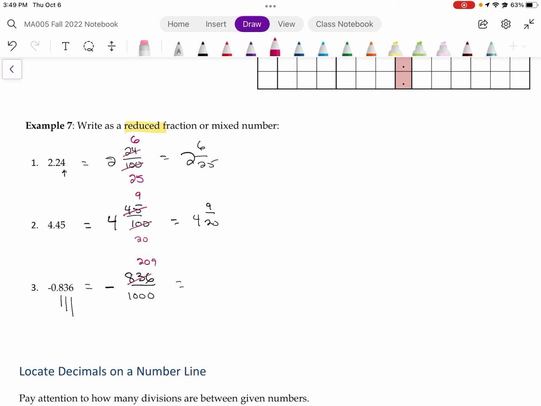And I know because 4 goes into 8 2 times, and then 4 goes into 36 9 times. So that's how I did that in my head, or you can use a calculator. All right, so that becomes, don't forget the negative, the negative is there, right there. 209, and then 1,000 divided by 4 is 250. All right, so negative 209 250ths, and that is the reduced version of that decimal.